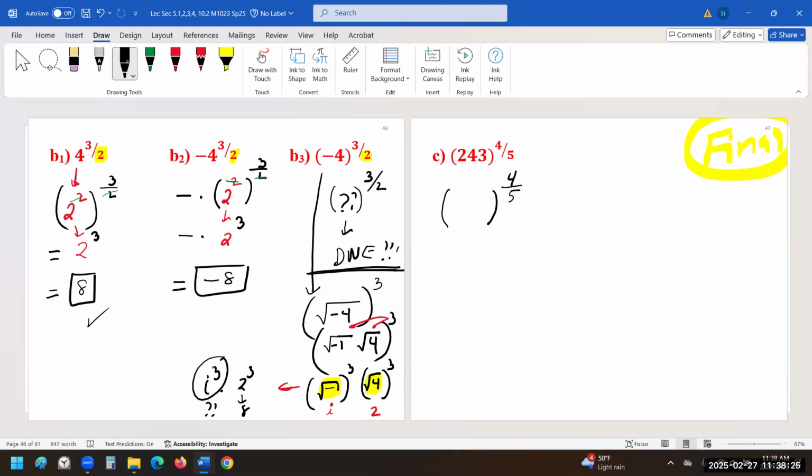We will not, because 2 is an even number, but 243, the last digit 3 is an odd number. So definitely it's not 2 to the 5th power. Then we go and see what happens to the 3. So we multiply 3 five times and see what we have. 3 times 3 is 9. 9 times 3 is 27.